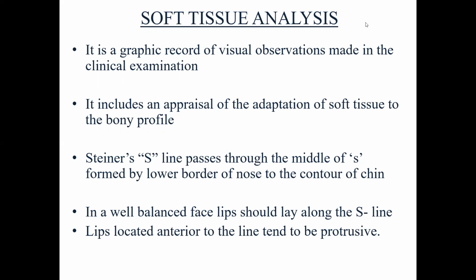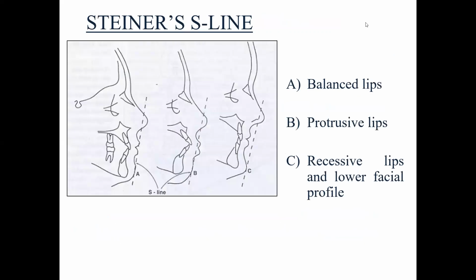So in a well-balanced face, lips should be along the S-line. The lips which are located anterior to the line tend to be protrusive. So as you can see in picture A, the lips are on the S line, which shows that the lips are balanced. Whereas in picture B, the lips are ahead of the S line, which shows it is protrusive. And in picture C, the lips are behind the S line. That shows the lips are recessive.